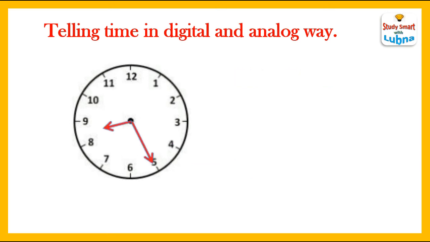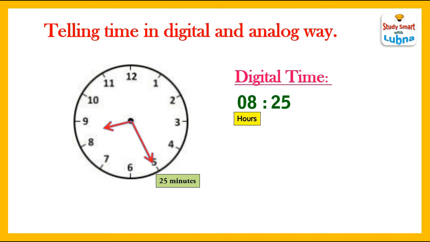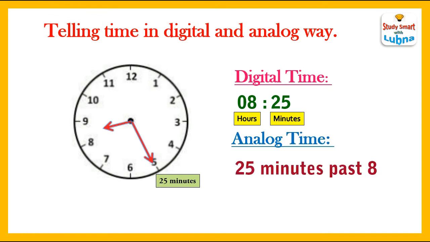In this clock you can see that the hour hand is slightly above 8, means 8 hours, and the minutes hand is at 5, means 25 minutes. So the digital time is 8 hours and 25 minutes, and the analog time is 25 minutes past 8.